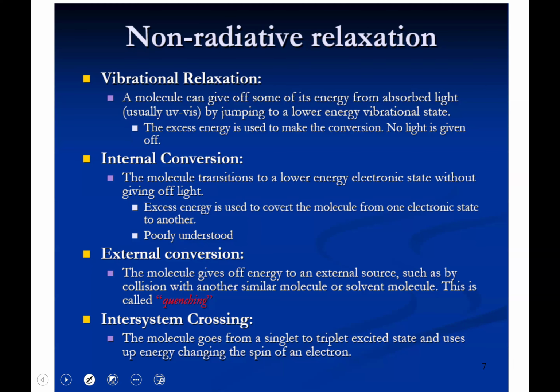We have internal conversion. The molecule gives off energy to an external source, such as by collisions, because in order for the electron to change spin state, they have to collide. That can only be made possible by such a process. So molecules can collide with each other and therefore change the configuration or the state of the electrons, or the molecule can collide within a solvent system.